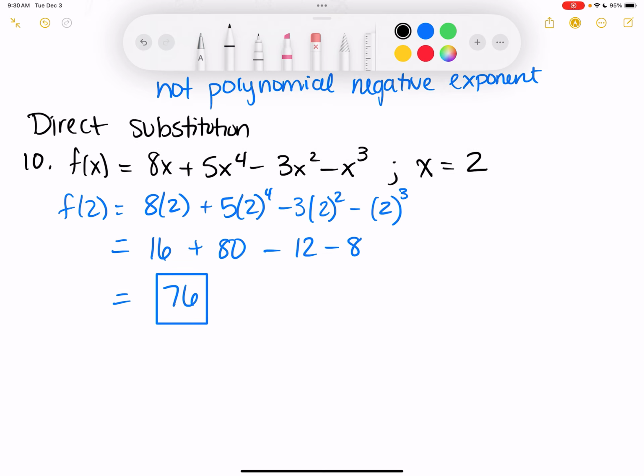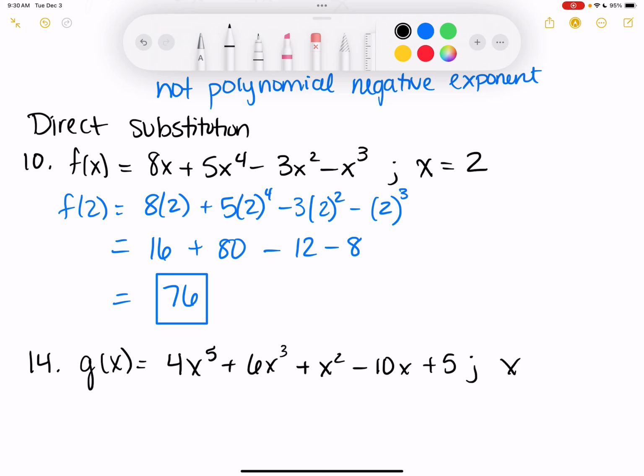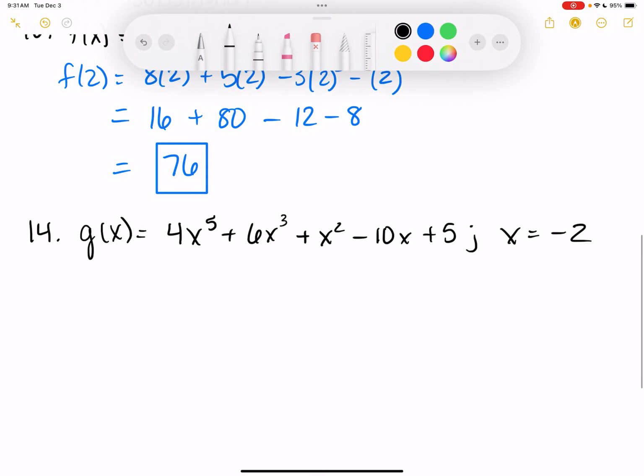14. g of x equals 4x to the 5th plus 6x cubed plus x squared minus 10x plus 5, and x equals negative 2 this time. Oh, we have a J. It's like a comic. Oh, that's a semicolon. It does look like it. It's kind of excessively large.